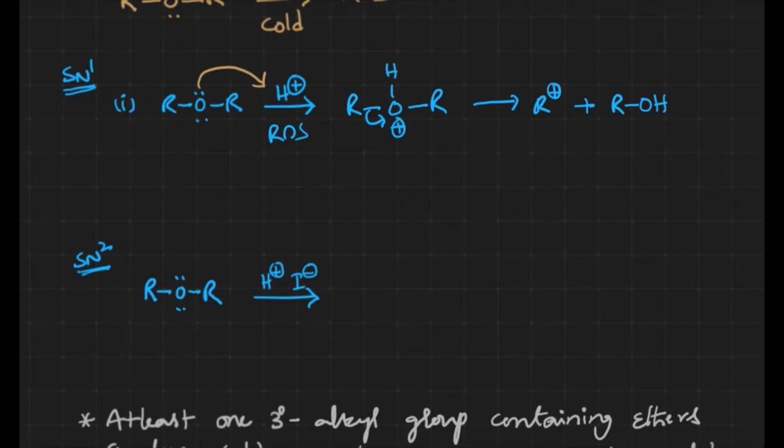ROH, and to this R plus, this is the second step. The nucleophile I minus will be added over there. Then what do we get? Alkyl iodide. This is how the SN1 mechanism takes place.